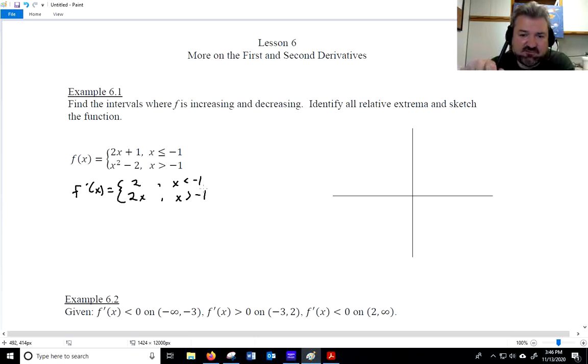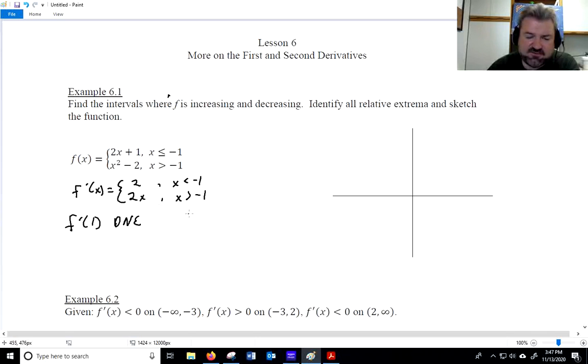as x approaches negative 1 from the left, we'd be looking at this top branch. The slope is 2. But if we approach negative 1 from the right using this bottom branch, we'd have to plug in negative 1 and get negative 2. So they're not the same. So we're going to have to say that f prime of negative 1 does not exist. Okay, it's undefined, right? So that is an important value for us because it's going to be a critical number.